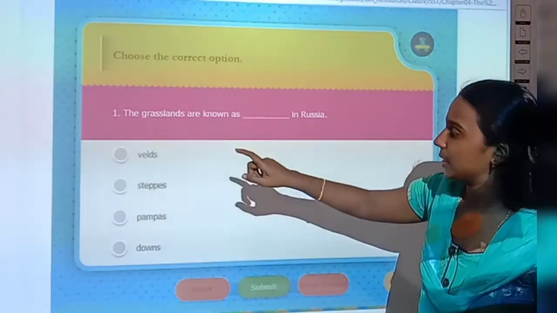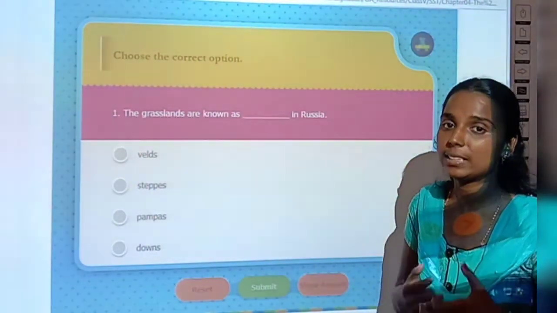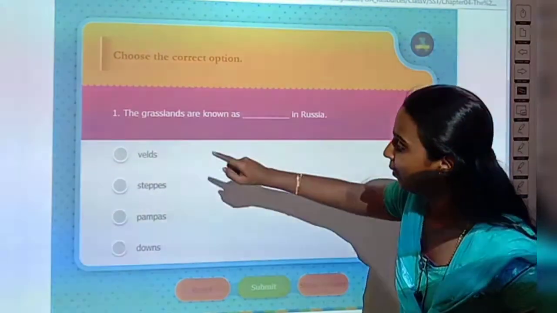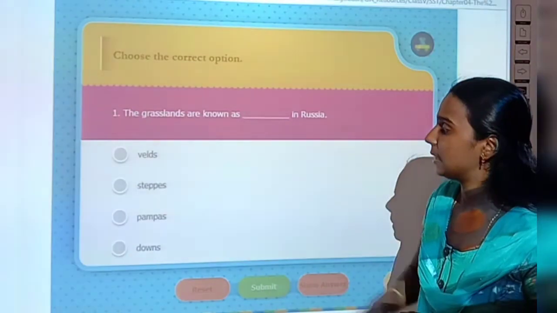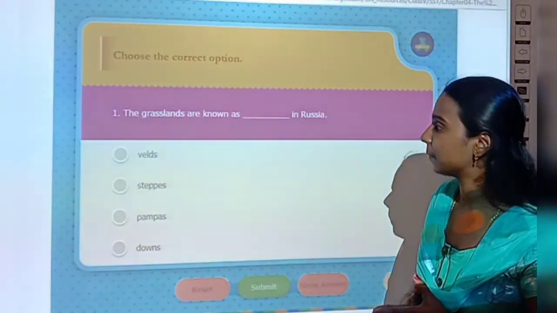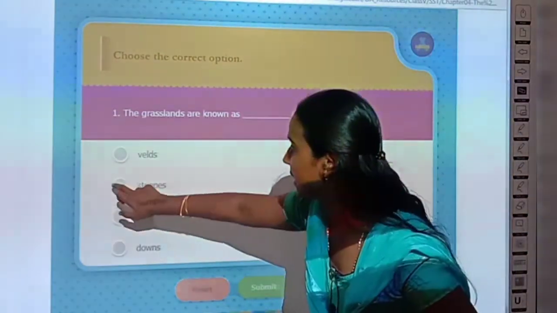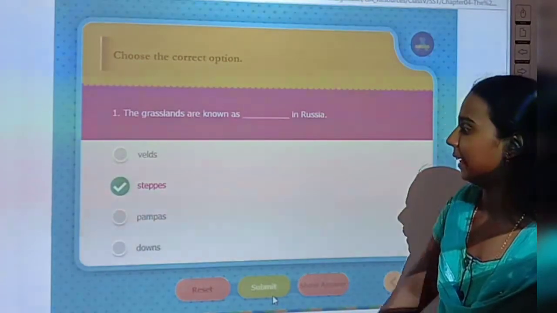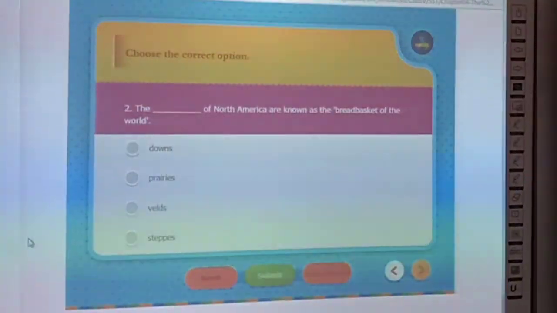Now see the first question. The grasslands are known as dash in Russia. So what is the name of the grasslands in Russia? See what are the options? Vales, steppes, pampas and downs. Say me, which is the correct answer? Yes, very good. Steppes. Okay? Shall we check the answer? Yes, correct. Very good. Now shall we pass on to the next question?